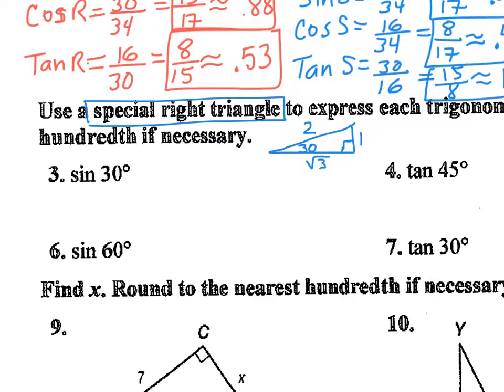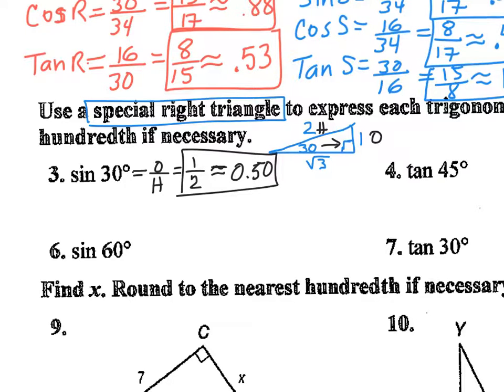So if they want me to find sine of 30, that is the opposite over the hypotenuse. From 30, the opposite is 1, and the hypotenuse is 2. So the fraction is 1 over 2, and that is equal, not approximate, but equal to 0.50.